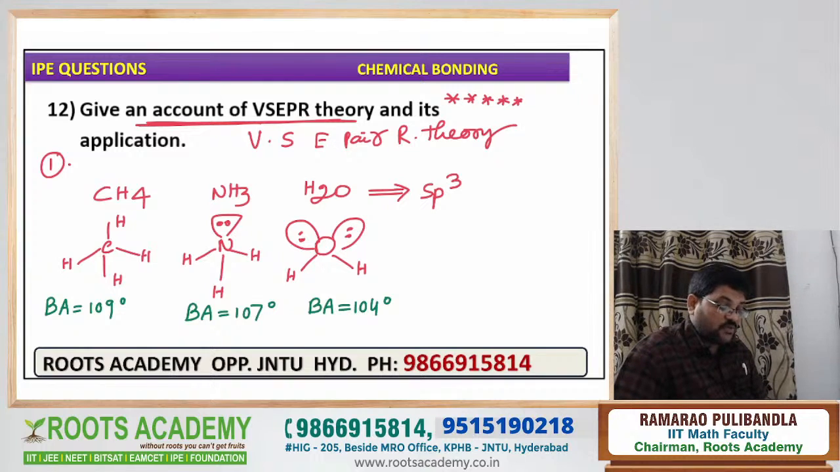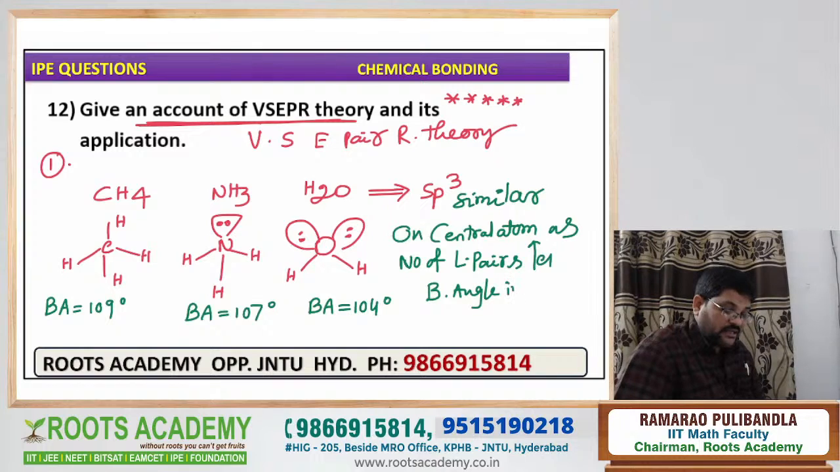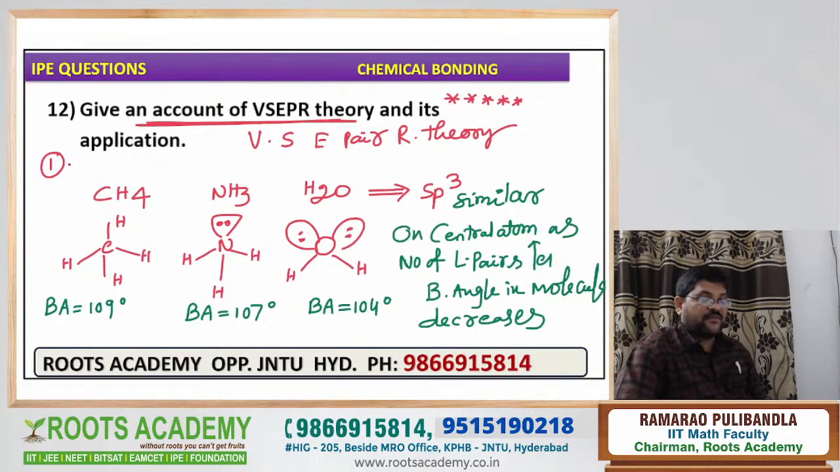See, first application: if the molecules have similar sp3 hybridization on the central atom, then as the number of lone pairs on the central atom increases, the bond angle in the molecule decreases. Understand the point I am saying?